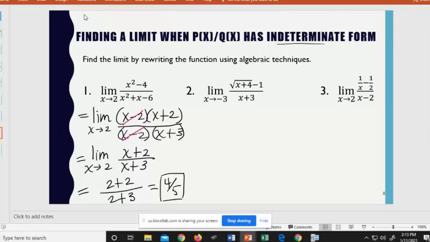This next one, the limit as x approaches negative 3 of the square root of x plus 4 minus 1 over x plus 3. Okay, so upon using direct substitution, that'd be the square root of negative 3 plus 4, square root of 1, 1, minus 1, so 0 over 0. Okay, so just a little check. If that happens, don't stop, don't give up. I'm going to continue, but I'm going to do some kind of algebraic manipulation.